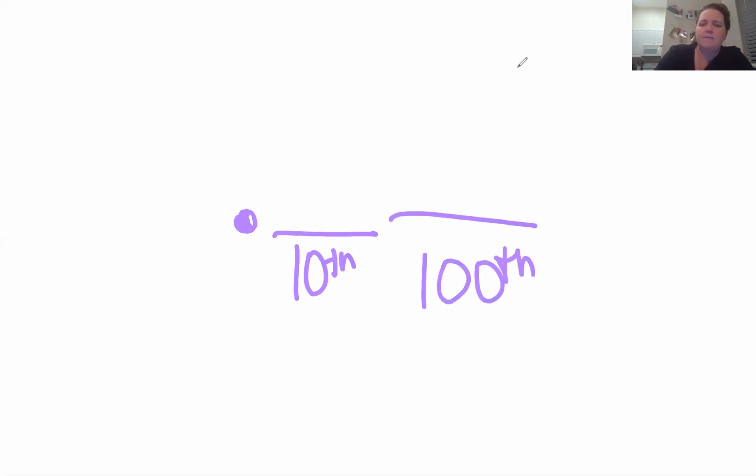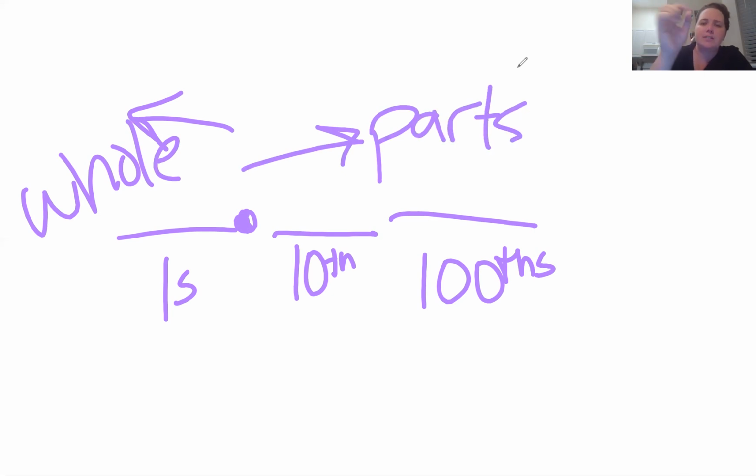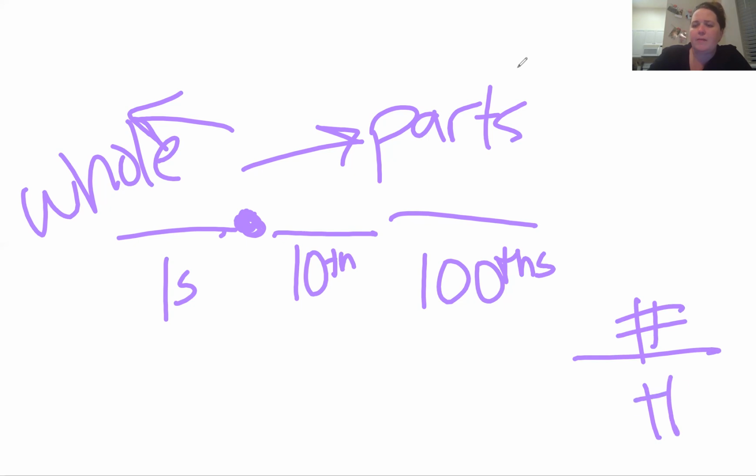So let's do a review. First, we learned that this is a decimal point. We learned that this space is called the tenths. We learned that this space is called the hundredths. And then we learned that this space is just the ones. Everything over here is whole numbers, and everything over here are parts. Okay? All right. We learned that a decimal is pretty much the same thing as a fraction, except a decimal is shown with a decimal point and a fraction is shown with a fraction line with a number on the top and a number on the bottom.